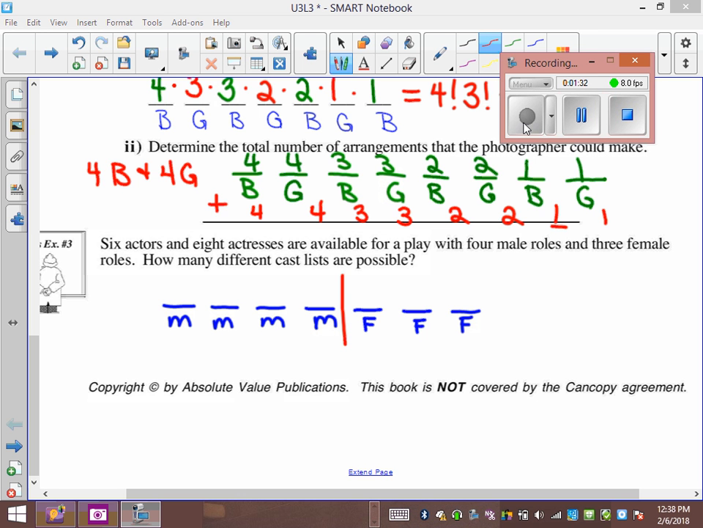How many males do we have to choose from? Total, 6. So we have 6 options for this role. Then we leave a person there, then they play that role. Then we have 5. Then we have 4. Then we have 3. And then there's 2 people who don't get roles. Sucks to be them. Okay.